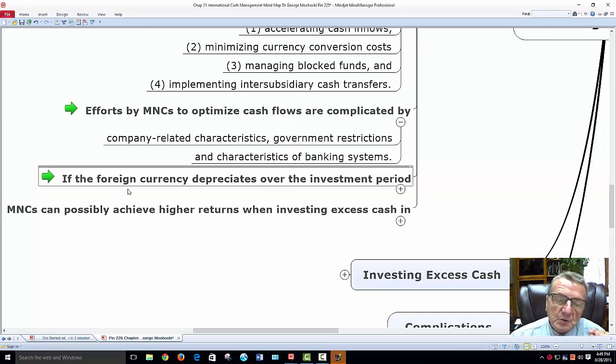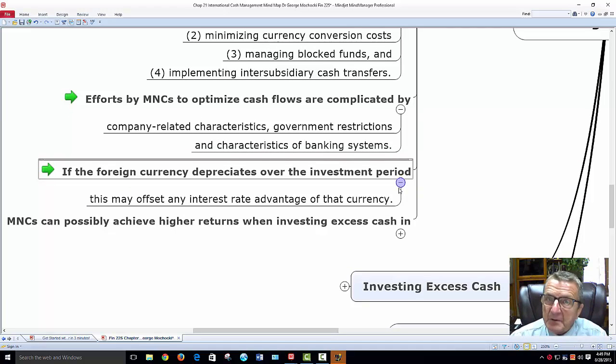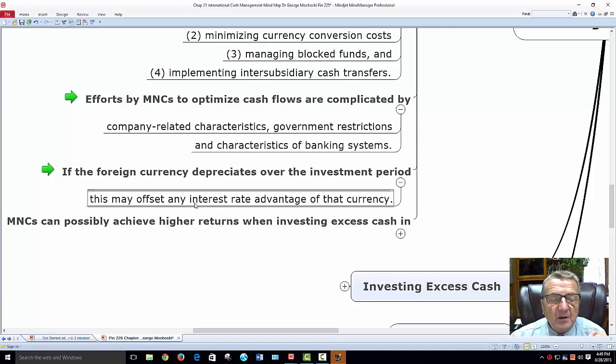Okay, if the foreign currency depreciates over the investment period, what would happen if I had an answer like this: this may offset any interest rate advantage of that country. Why? What are you talking about? Offset an interest rate advantage. Again, look in the book, or look at previous chapters when we talked about interest rate parity.